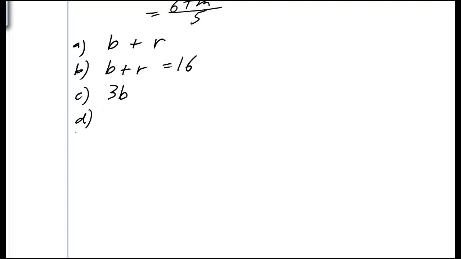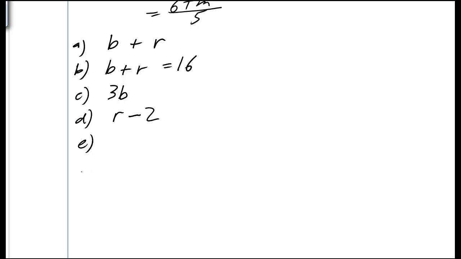Let's look at D. Write an expression for the number of red pens that Sue has. Well, if you read the worked example at the top of page 145, she has 2 fewer red pens than Pete. Now, Pete's got R number of red pens. The example says let R be the number of pens that Pete's got. So Pete's got R red pens. Sue's got 2 less. So Sue's got R minus 2 red pens.